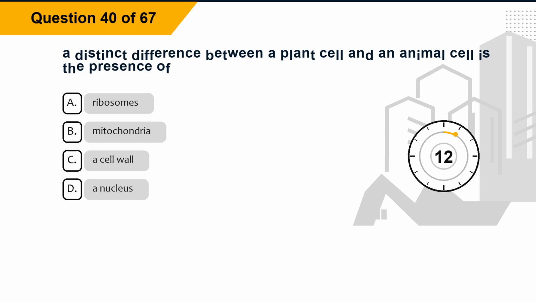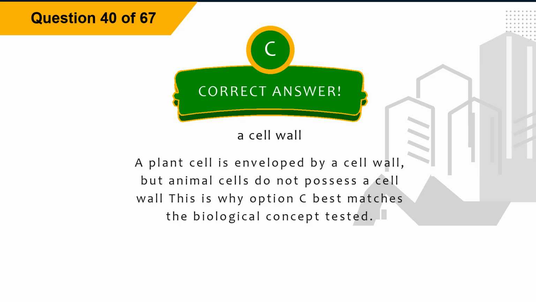Question 40. A distinct difference between a plant cell and an animal cell is the presence of: option A, ribosomes. Option B, mitochondria. Option C, a cell wall. Option D, a nucleus. The correct answer is option C, a cell wall. Explanation.